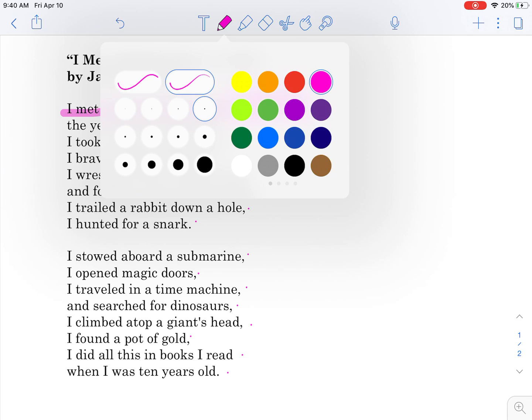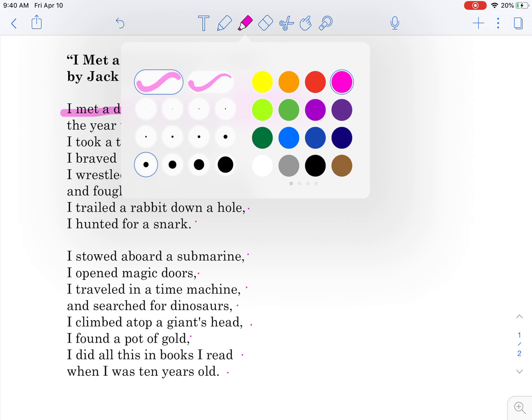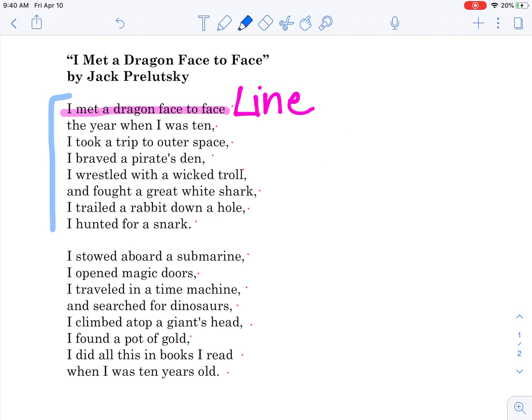I'm going to pick a different color here, and I am going to go ahead and mark this group of lines right here as a stanza. So you can go ahead and label this as stanza number 1. Okay, this poem does have a second stanza, so I'm going to go ahead and label that one as stanza number 2.